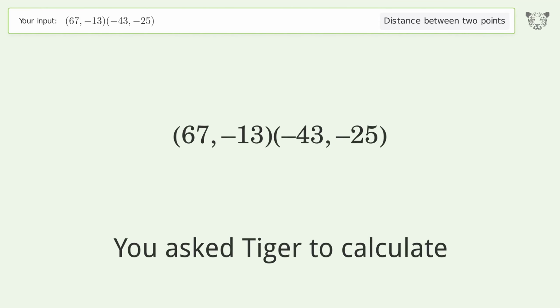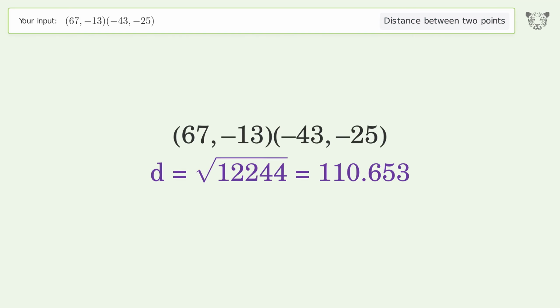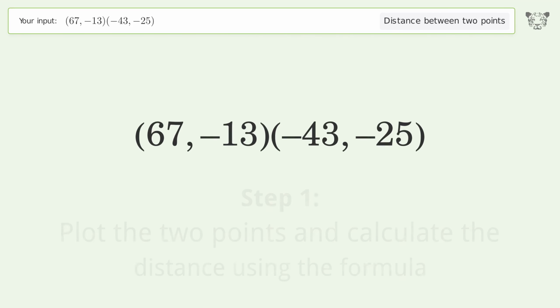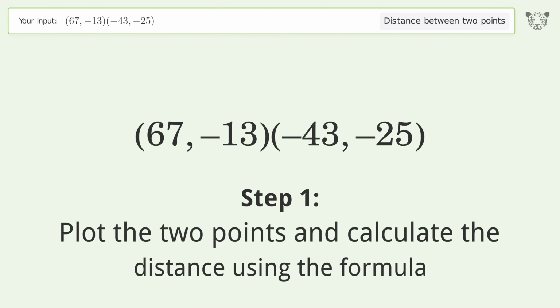You ask Tiger to calculate. This deals with the distance between 2 points. The distance between the 2 points is the square root of 12,244 or 110.653. Let's solve it step by step. Plot the 2 points and calculate the distance using the formula.